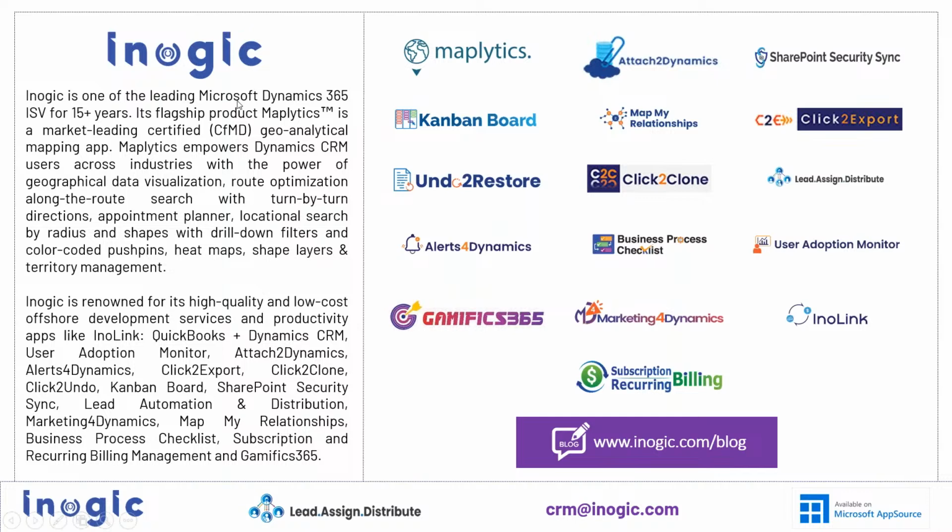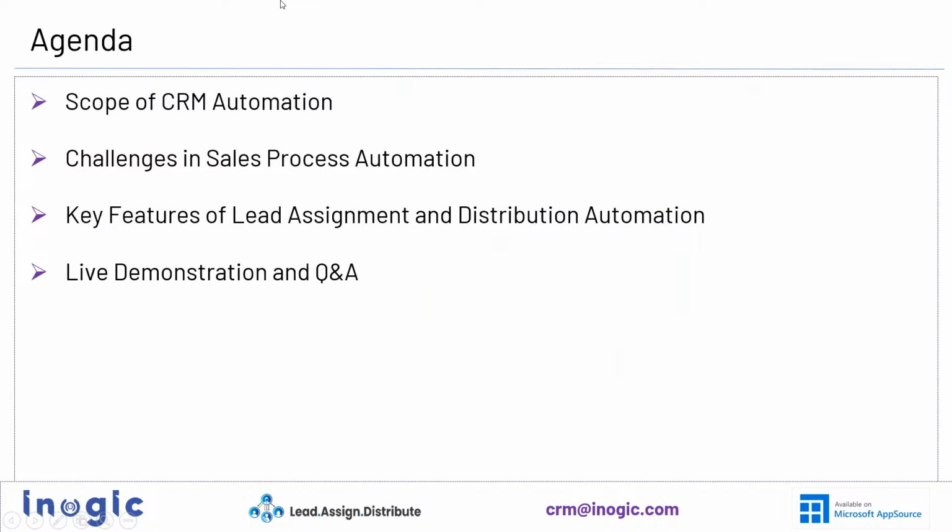So let's see the agenda for today. I will start with the scope of the CRM automation, followed by what are the challenges in the sales process automation. Then we'll talk about the key features provided by lead assignment and distribution automation, followed by a live demonstration, and finally the Q&A session.